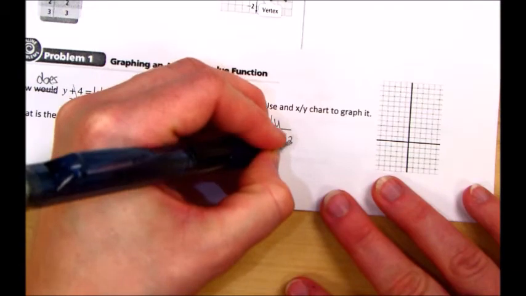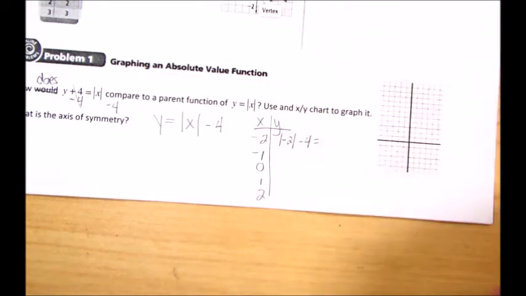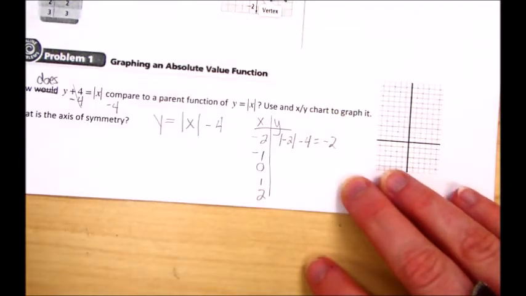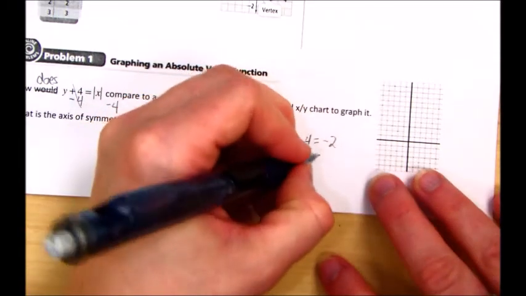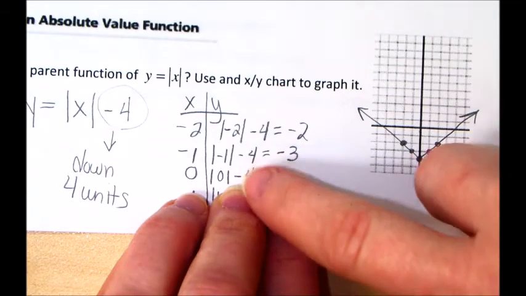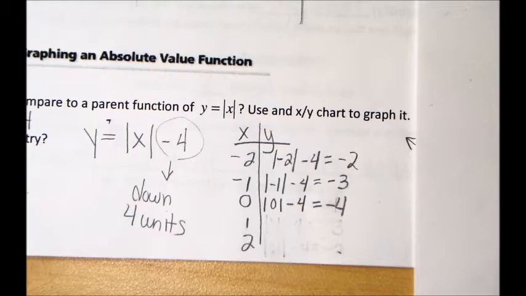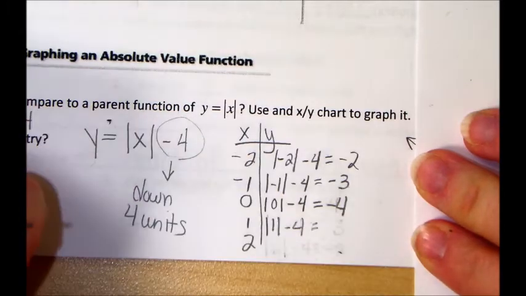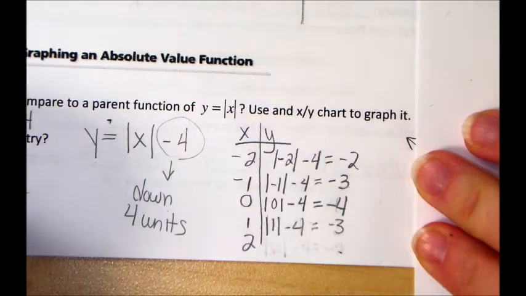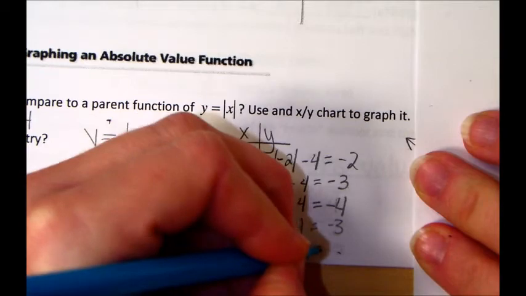Do the absolute value of -2, plug it in for x, -4. The absolute value of -2 is 2, 2 - 4 is -2. Let's plug in -1. The absolute value of -1, -4. The absolute value of -1 is 1, 1 - 4 is -3. When we plug in 0, absolute value of 0 is 0, 0 - 4 is -4. When we plug in 1, we do absolute value of 1, -4. That would be 1 - 4, which is -3. When we plug in 2, we do absolute value of 2, which is 2, 2 - 4 gives -2.